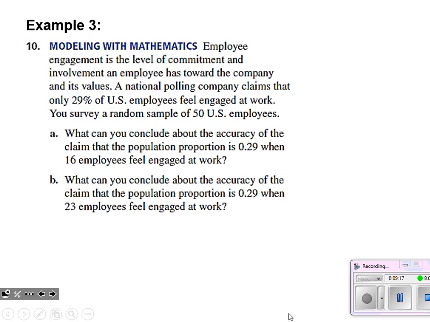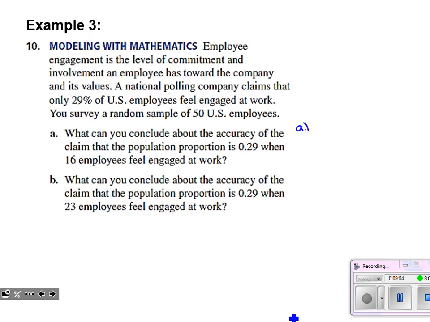All right, so our third example, employee engagement is the level of commitment and involvement an employee has towards the company and its values. A national polling company claims that only 29% of U.S. employees feel engaged at work. You survey a random sample of 50 U.S. employees. Letter A says, what can you conclude about the accuracy of the claim that the population proportion is 0.29 when 16 employees from your survey feel engaged at work? Well, we would compare our sample to what this polling company is saying.